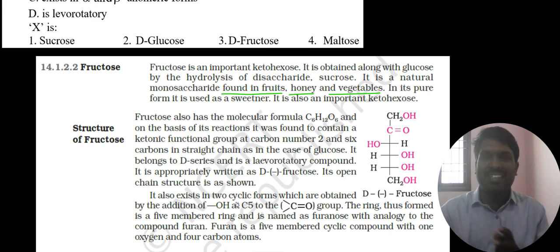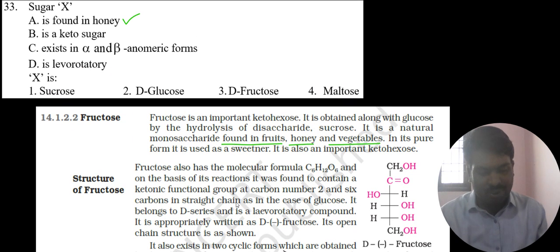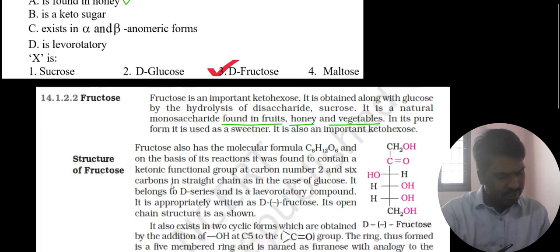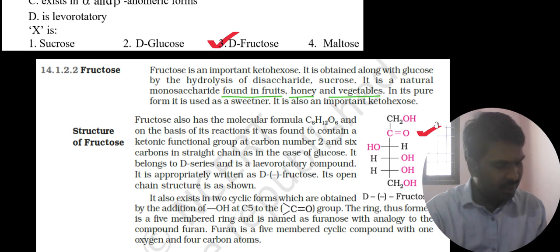So what is the right answer here? Fructose is the right answer. So is it found in honey? From this point, we can recognize which option is the right answer here: D-fructose. Now, it is a keto sugar, right? Only it is a keto sugar. You can observe this one. This is a keto hexose, a keto sugar. So obviously, which is the right answer?